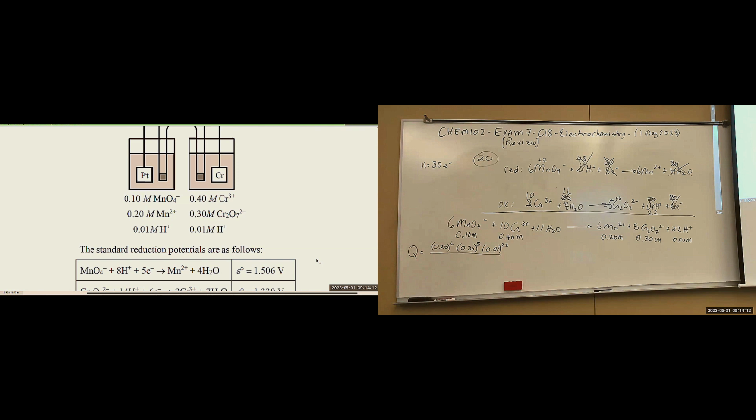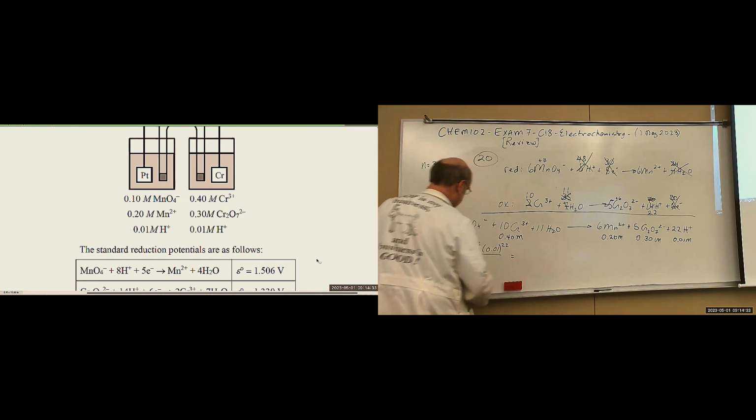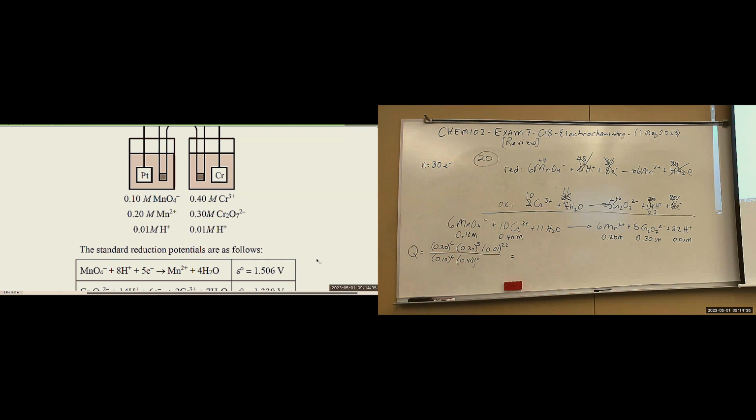Okay. So far, so good. Those are the products. Now the reactants go in the denominator. So this concentration, 0.10 to the 6th power. This one, 0.40 to the 10th power. And water doesn't count. So the rest is number crunching.